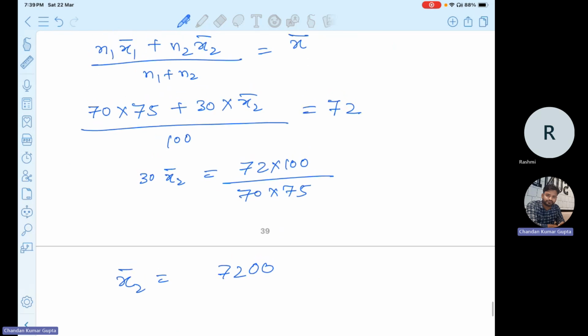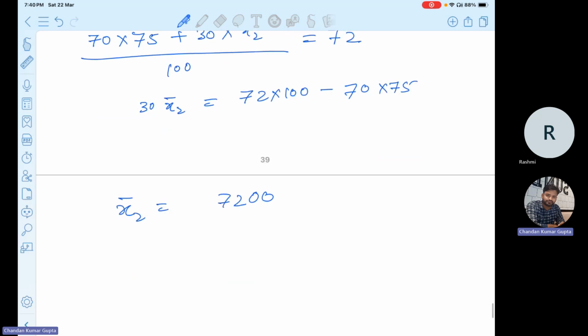Okay, sorry. We have made one mistake here. It should be minus, because it is plus here. 70 into 75. So that is x2 bar equal to (7022 minus 7075) is 5250, and the whole divided by 30.